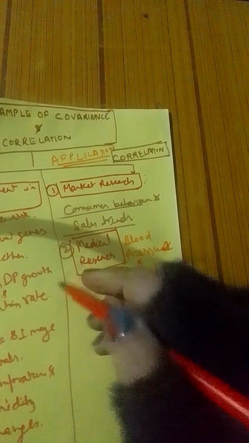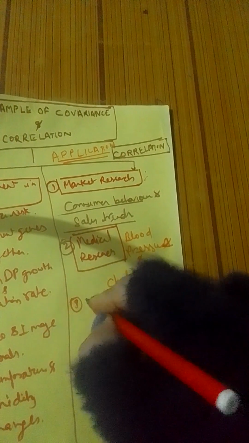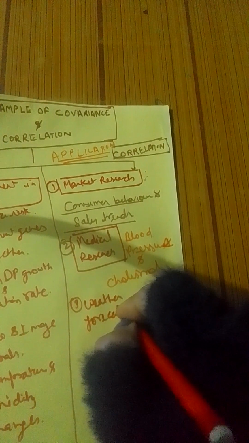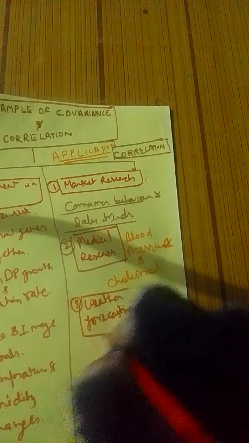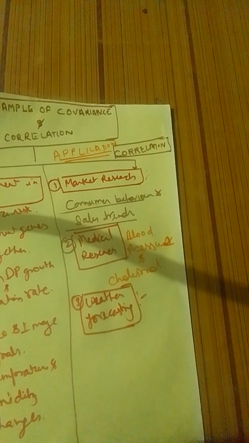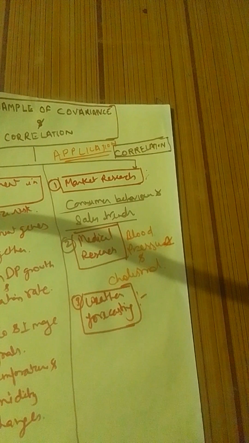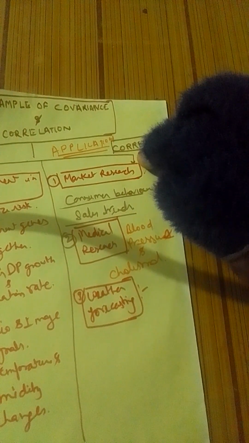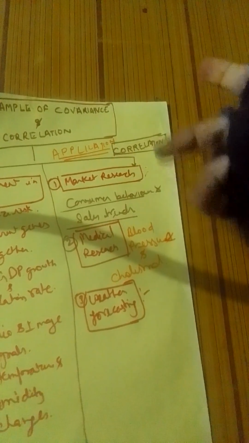Another thing, number 3, is weather forecasting. All the students, what is forecasting? It is nothing but predicting the future, predicting the weather of the coming 1 week. How are they predicting the weather of tomorrow or the day after tomorrow? This forecasting of weather is done by using correlation, by different weather apps.